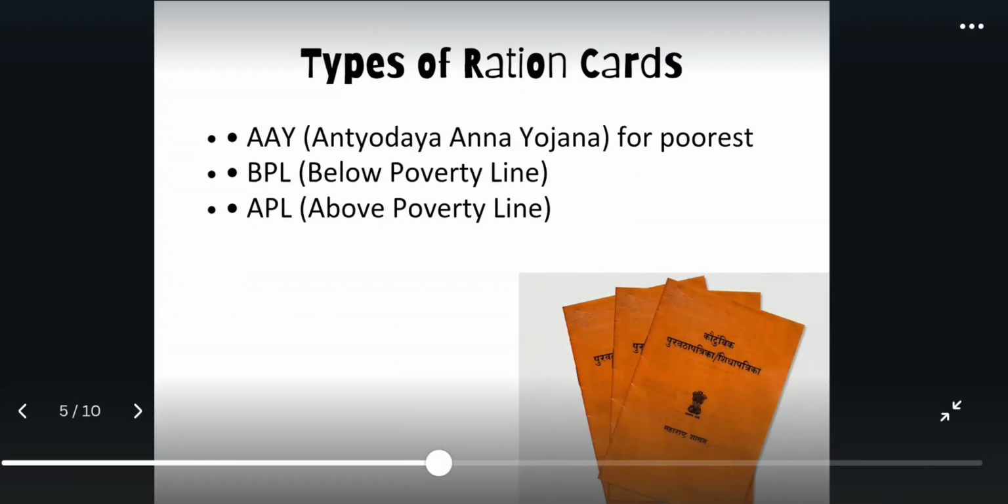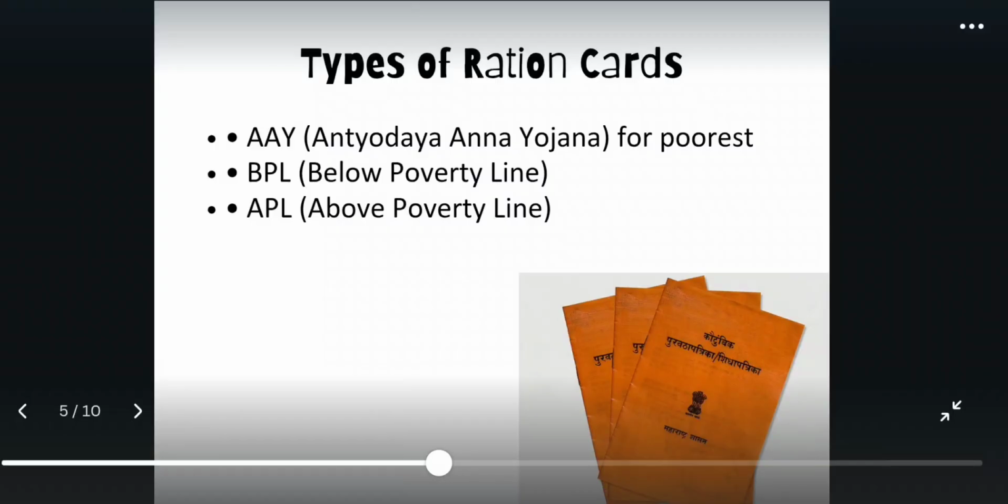Now, what are the types of ration cards? Let us see. Antyodaya Anna Yojana for the poorest, then below poverty line, above poverty line. So the first one is for the poorest family, the poorest of the poor. Then below poverty line is for families living below the poverty line. And above poverty line is for families with slightly better income, but still eligible. They are still eligible, but it's just a little better income.